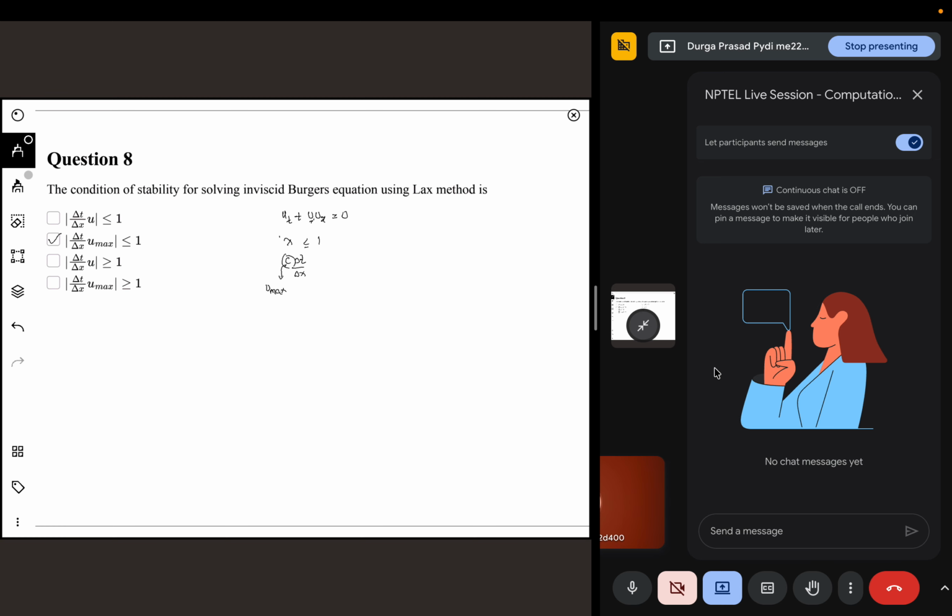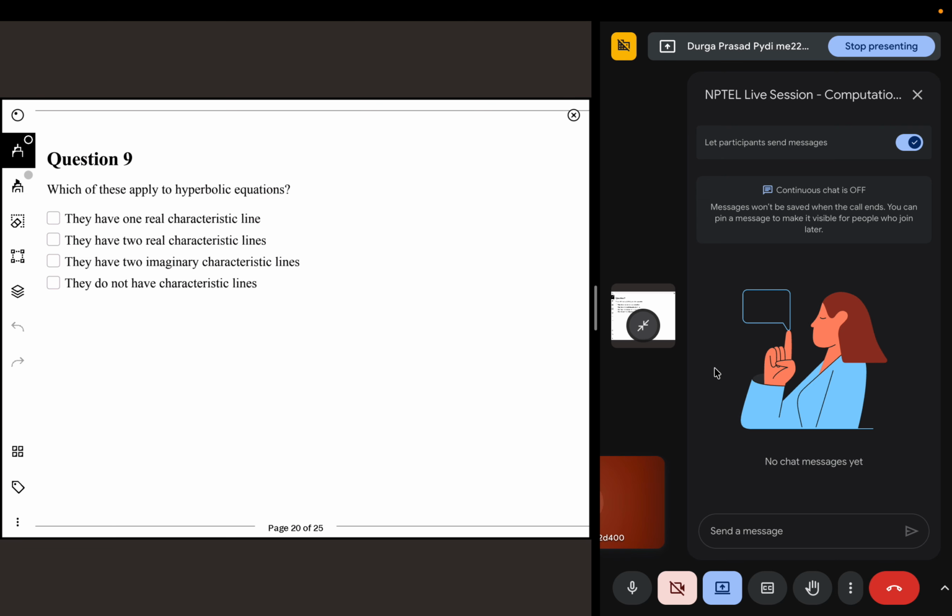I think this is a straightforward question. I don't think it needs much explanation here. And yeah, these are some generic questions. Which of these apply to hyperbolic equations?